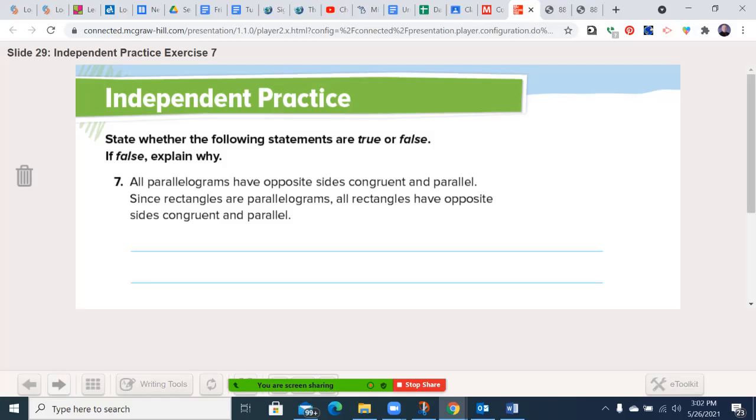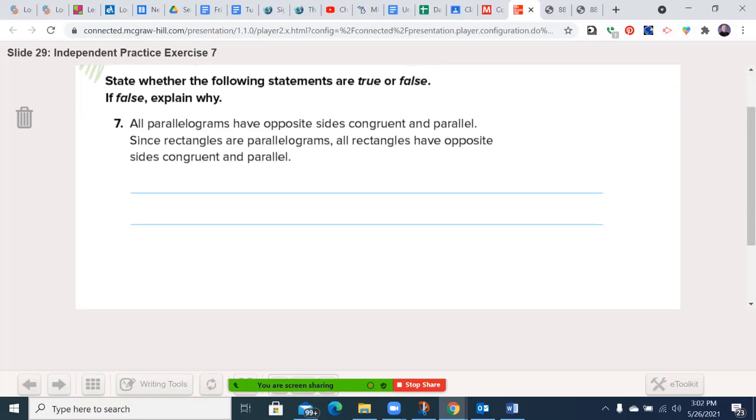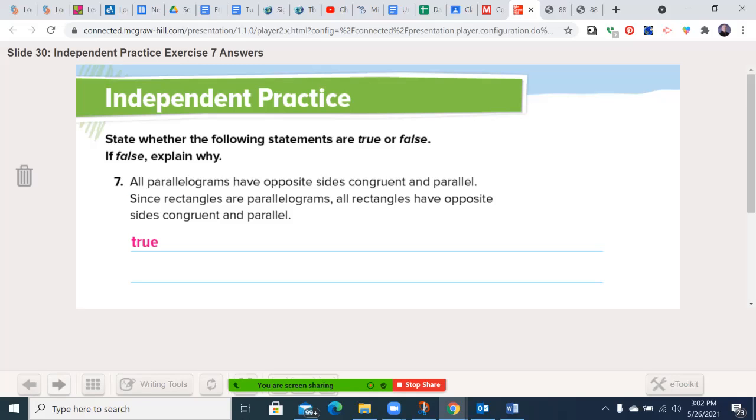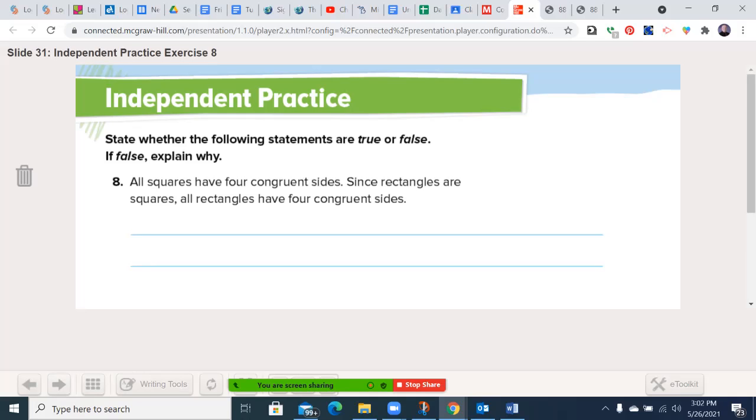All right, let's go forward a little bit. State whether the following statements are true or false. All parallelograms have opposite sides congruent and parallel. Since rectangles are parallelograms, all rectangles have opposite sides congruent and parallel. Pause the video. If it's true, just write true. If it's false, tell me why. Welcome back. Let's see how you did. It's true.